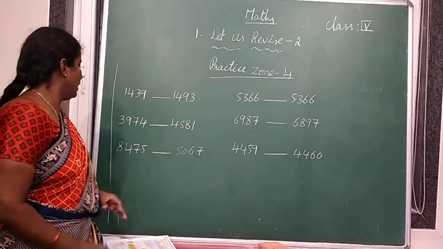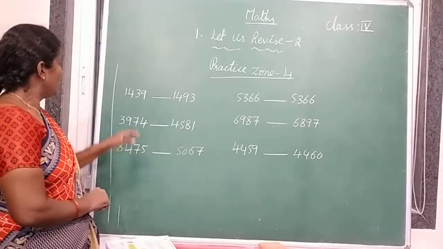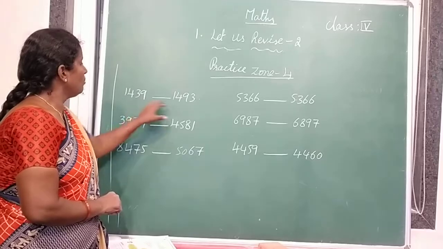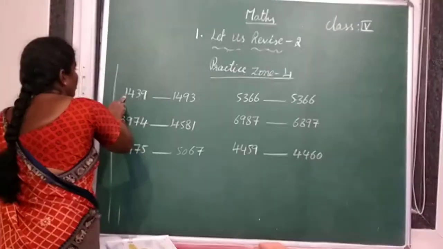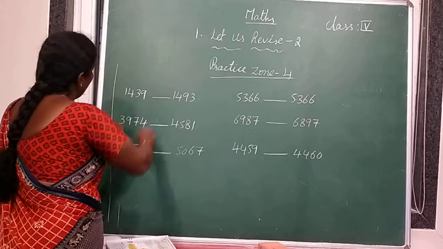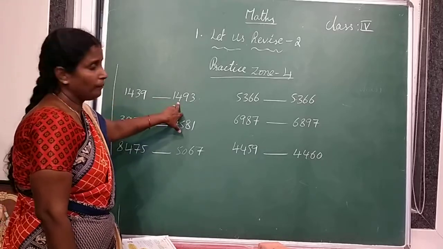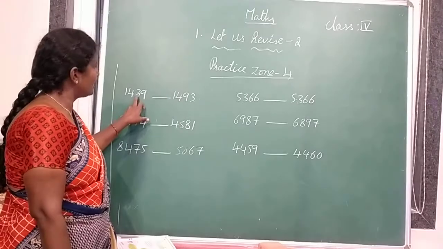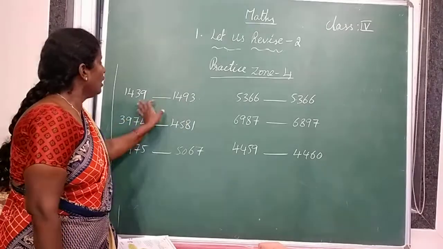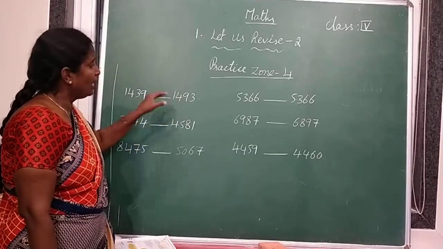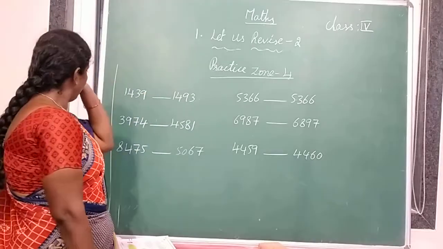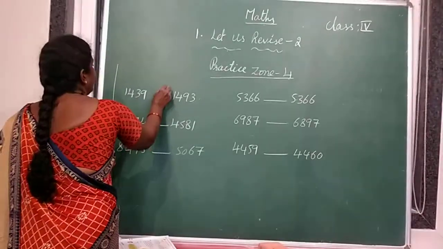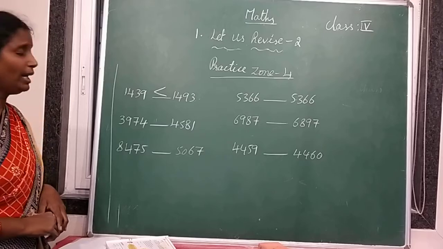1,439, 1,493. How many digits in first one? 4. And here 4 digits. So same number of digits. First digit is 1, 1. Same. Next 4, 4 is also same. 3, 9. So 3 and 9 are different. So is 3 smaller or greater? Smaller. So if the first number is less, then which symbol we have to write? Less than symbol. Okay.